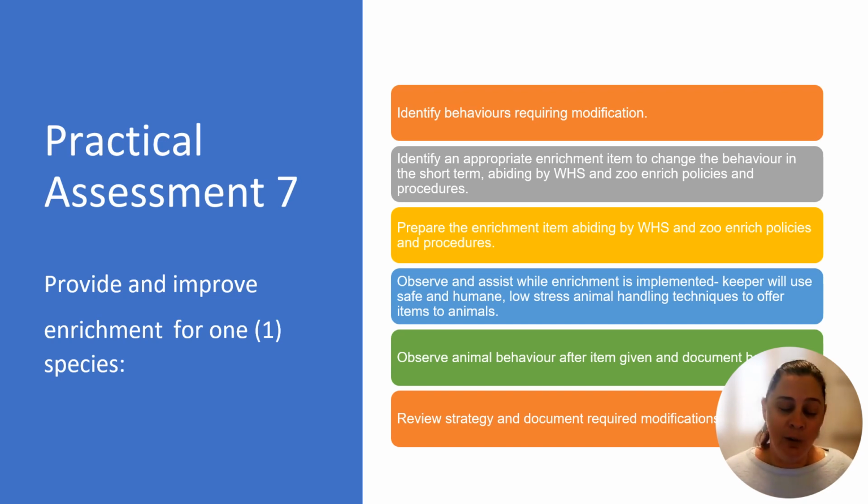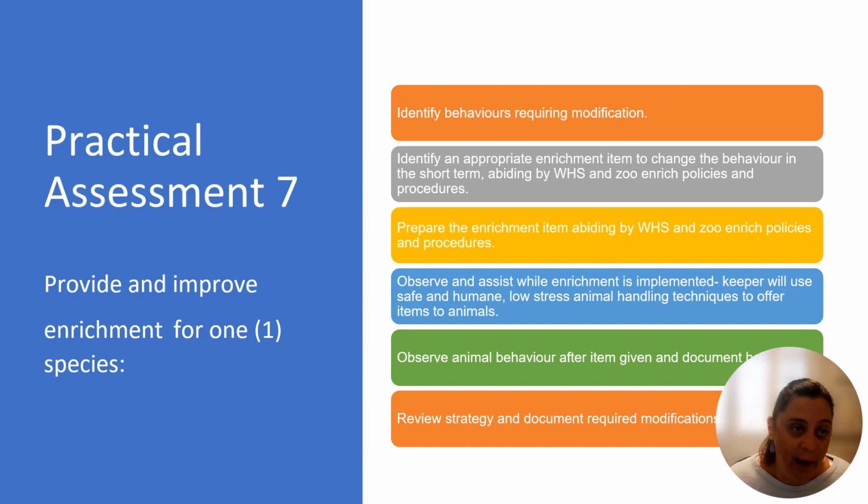Okay, so to put it really simply, identify behaviours. So what do you want your animals to be doing? So how can you make them do that? So maybe promote natural behaviour, and you're going to do that through enrichment, hint, hint. You're going to identify the appropriate enrichment item, but we will actually have the type of item already prearranged for you, but you'll be able to explain why it's appropriate. You'll prepare the enrichment item.